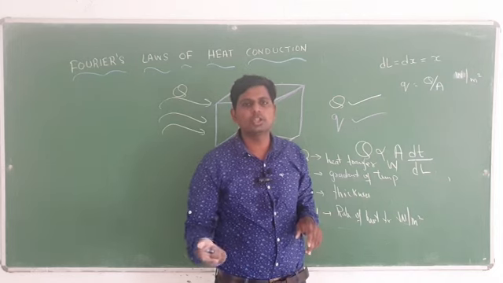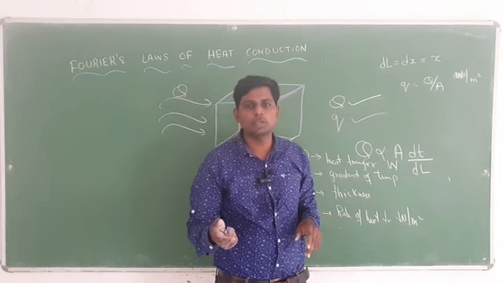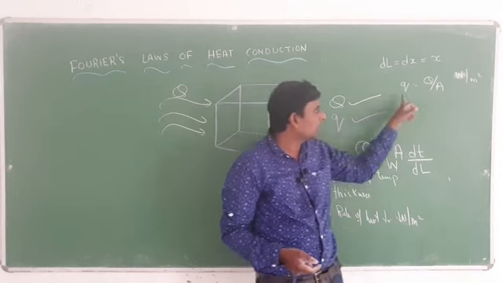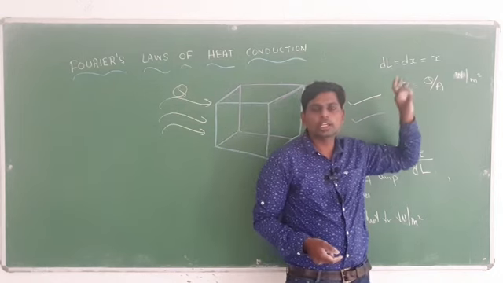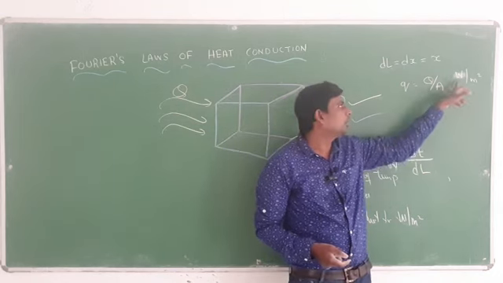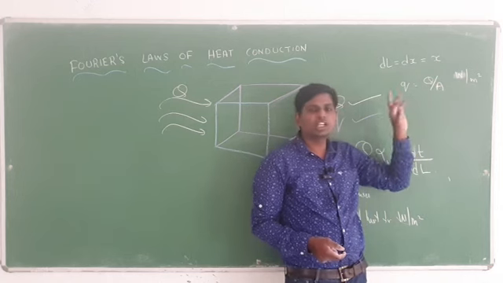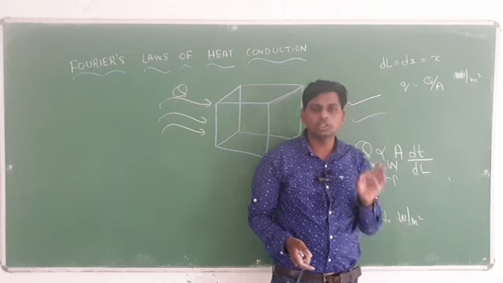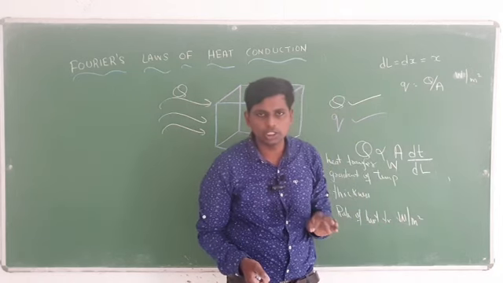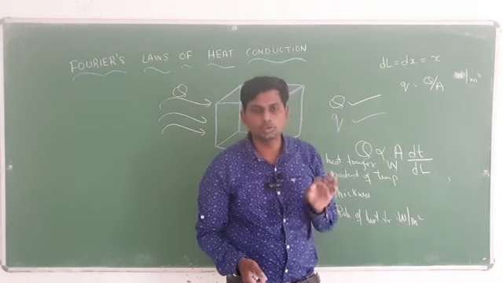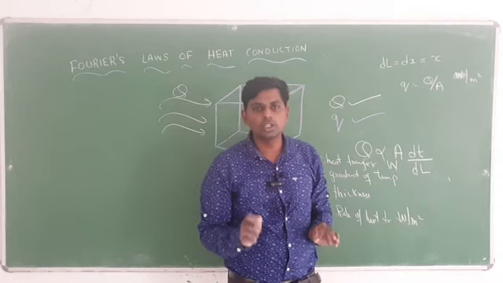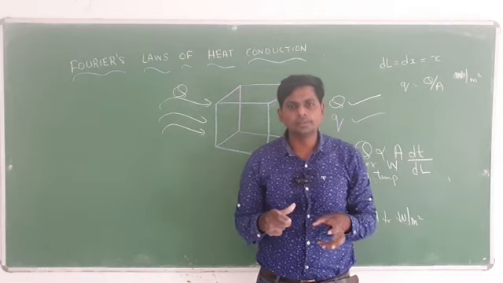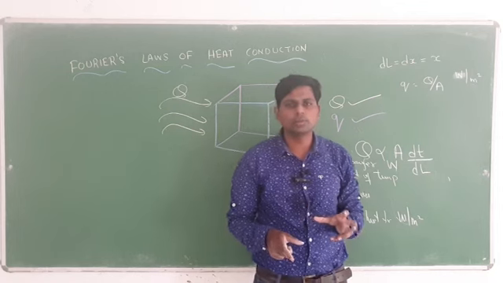Area unit is length into breadth, meter into meter, meter square. So small q unit is watt per meter square, and capital Q unit is watt. You have to remember that. The unit is important because all similar units will be there. So you have to remember that.